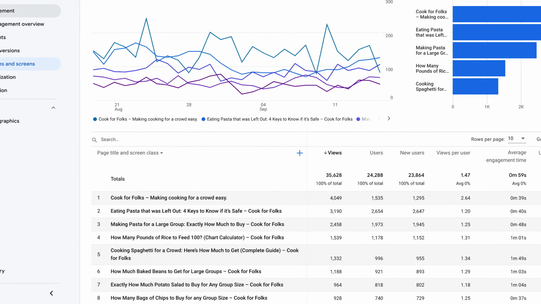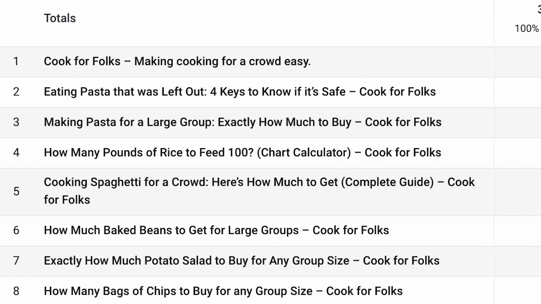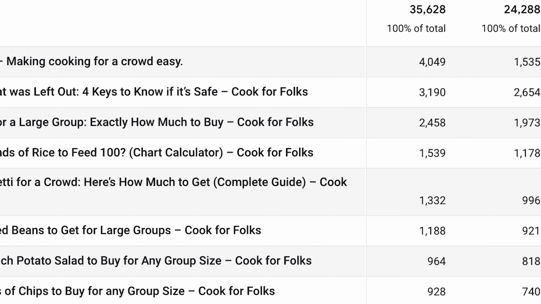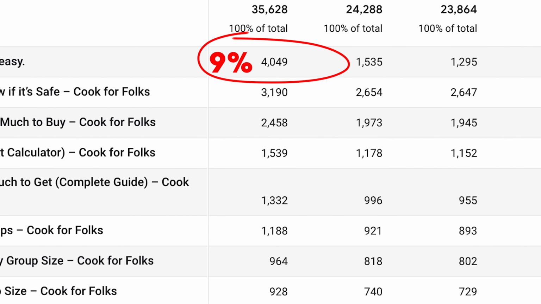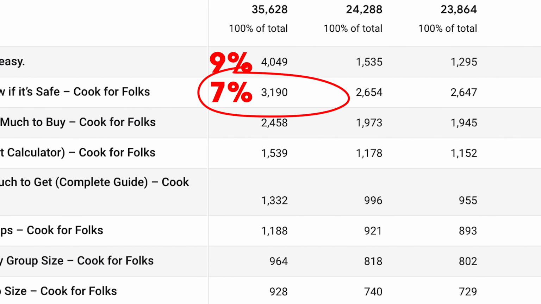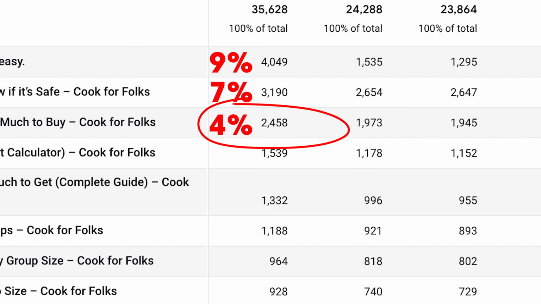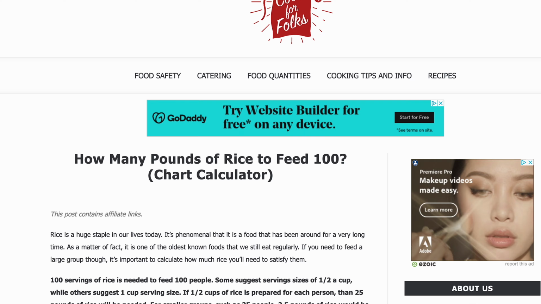So here, the top article on the website, so I'm skipping the home page, the top article on the website gets about 9% of the total traffic to the website. The next one gets about 7%, and the next one about 4. So the top 3 articles alone get about 20% of the traffic on the website right now. So one of those top 3 articles was this one, how many pounds of rice to feed 100.